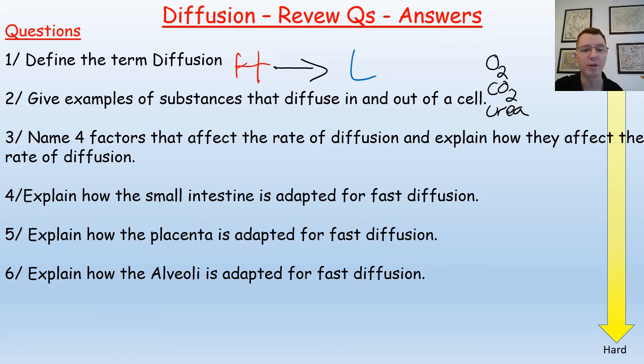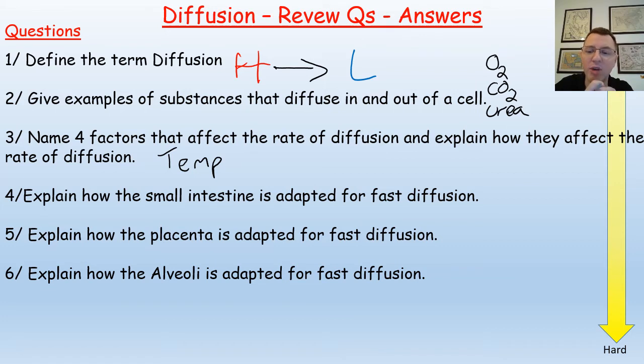Name 4 factors that affect the rate of diffusion and explain how they affect the rate of diffusion. So our 4 factors, we had temperature, and there's a special sentence we're going to try and use here now. As temperature increases, the rate of diffusion increases. I'll say that sentence again. As temperature increases, the rate of diffusion increases. This is a very important sentence.